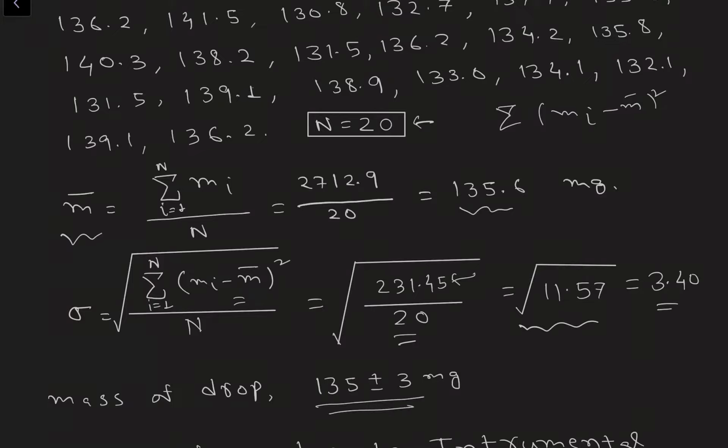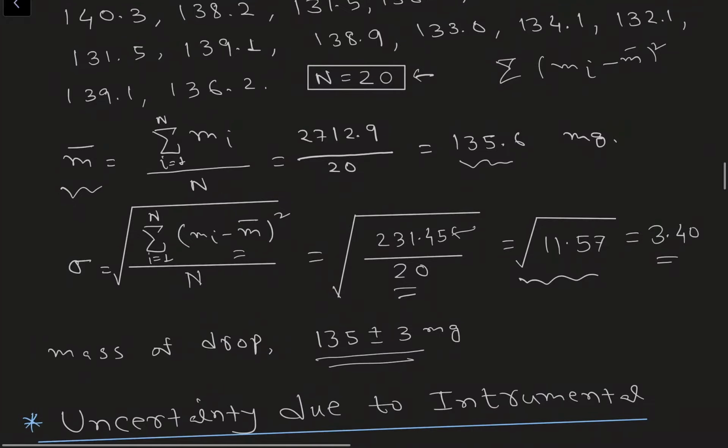Now we have to write our measurement. The mass of the drop will be 135 plus or minus 3 mg. While we represent our error, we have to represent it in a single significant digit. So instead of 3.4, it is better to write 3. If it was like 3.6 or 3.7, we would take it as 4. So now our error is 3 milligram. There is no meaning of this number 0.6. So we are representing our mass as a full integer here, 135 plus or minus 3 milligram.